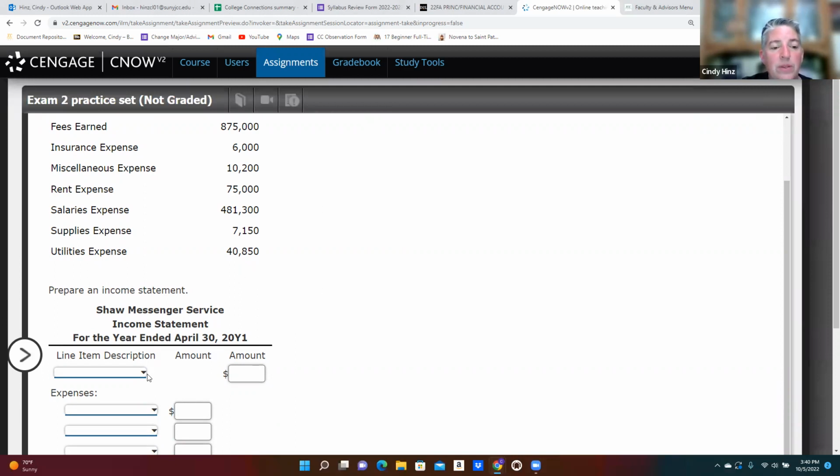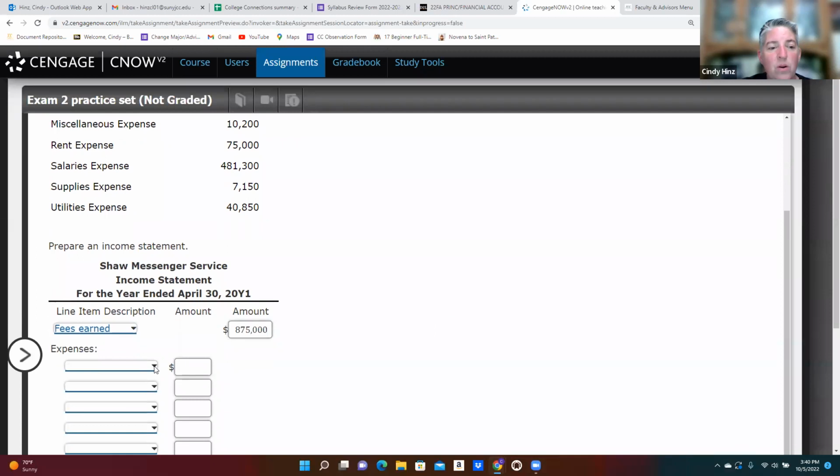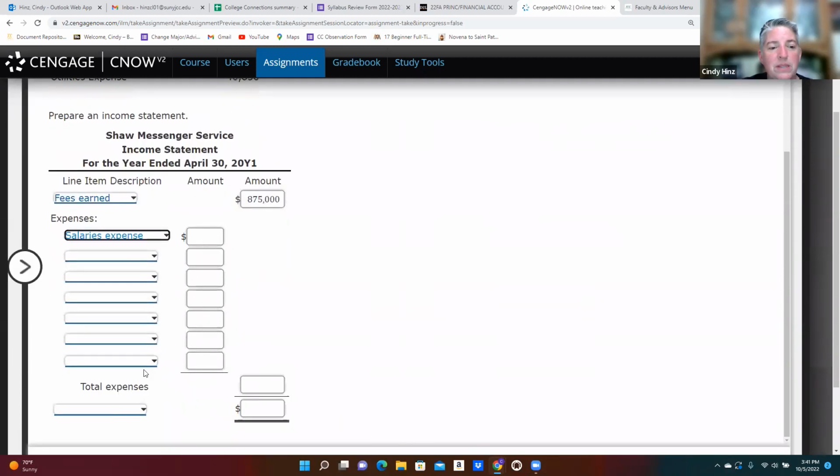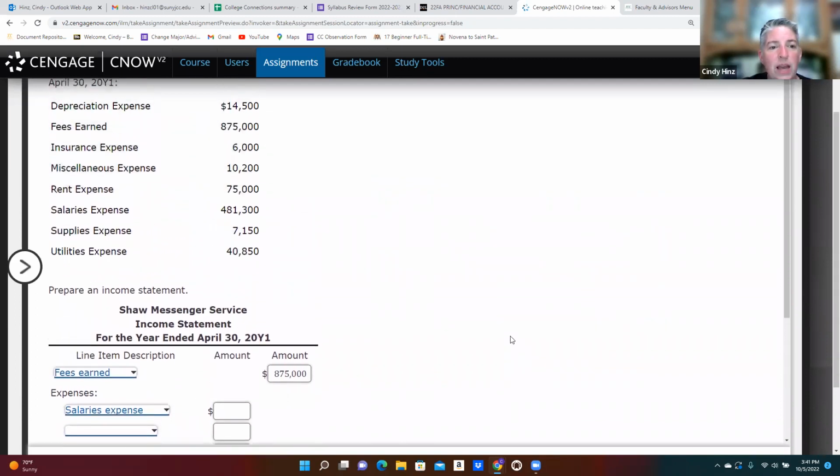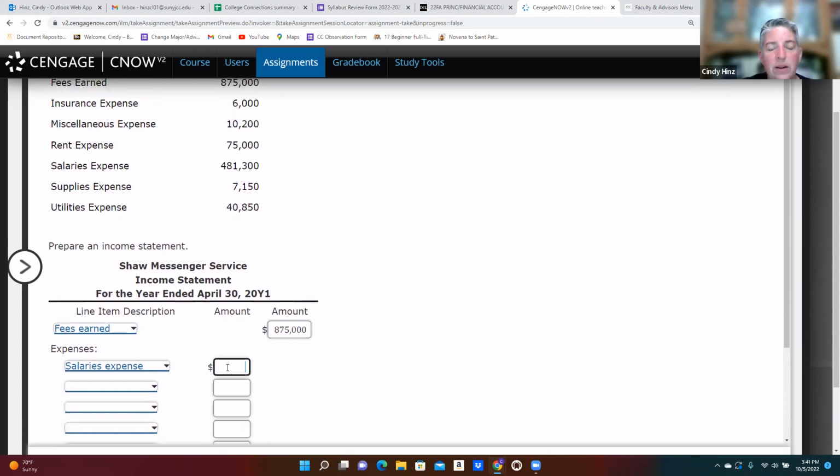So of course, we're going to start with our revenues. Fees earned, $875,000. And then we have all of these expenses. We know that the expenses should be listed in decreasing order from largest to smallest, with the exception of the miscellaneous, which we know is going to go last. So salaries is our largest value on there at 481.3.